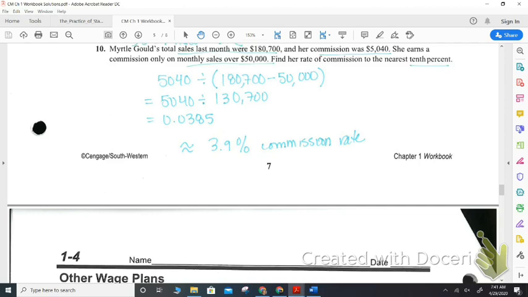So in this particular problem, she makes commission on any sales in excess of $50,000, and she had $180,700. So we subtract those, and she's getting commission on $130,700 worth of sales. Her commission amount was the $5,040. So if we divide that and then multiply by 100, that turns it into our rate or our commission rate. So she makes 3.9% on any sales over $50,000.